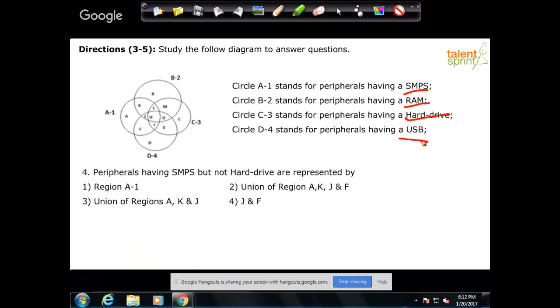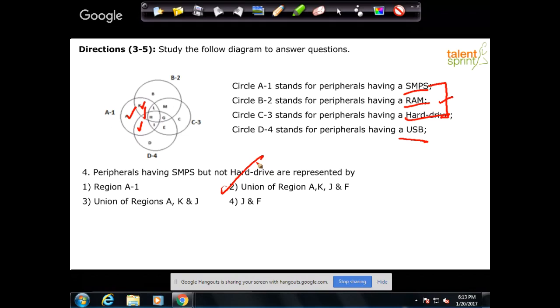We have to look at the relationship between 1 and 3. Something that has A but does not have C. So here is A, something that has A but does not have C will include this section, this section, this section, and this section. Now, if you clearly try and read the sections, F, J, K, and A have been included. Therefore, the answer would be 2.